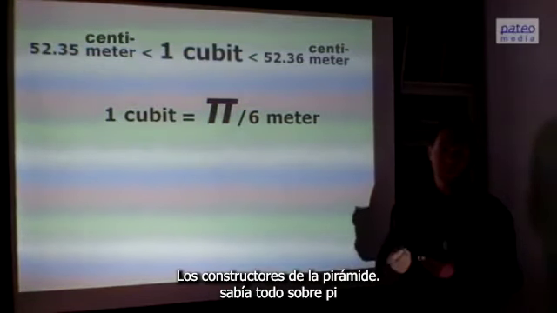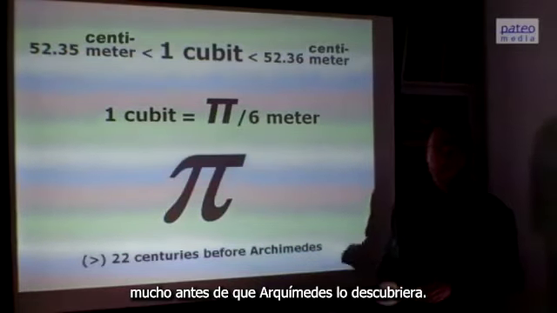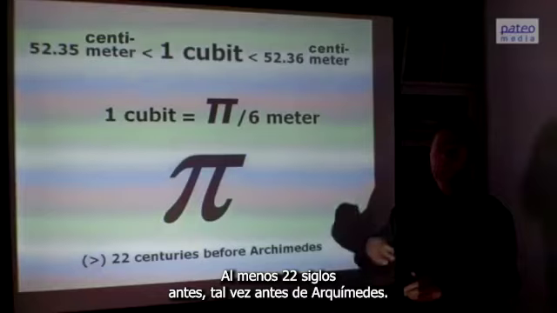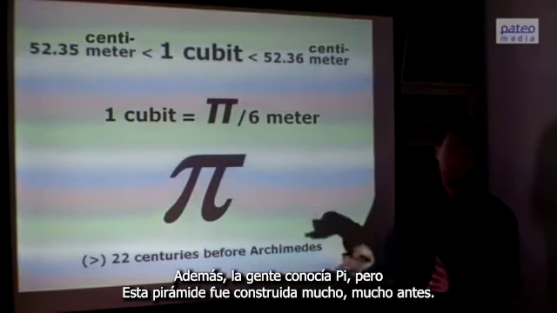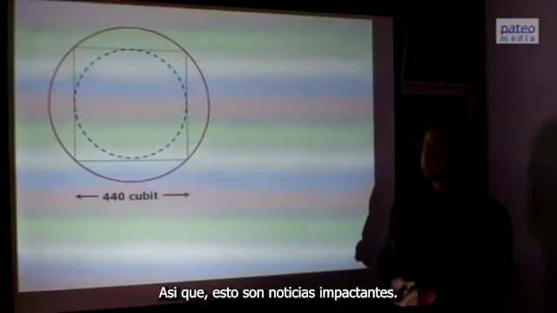The builders of the pyramid knew everything about pi, long before Archimedes discovered it, at least 22 centuries before. Maybe before Archimedes also people knew about pi, but this pyramid was much, much earlier built. So this is very shocking news.